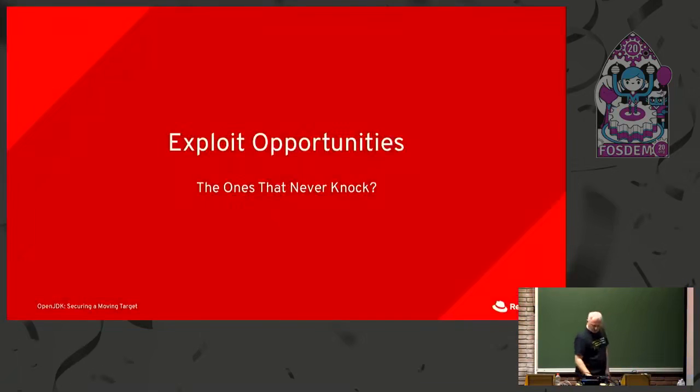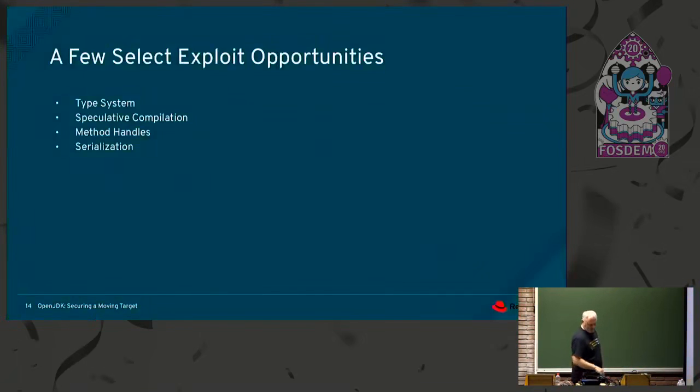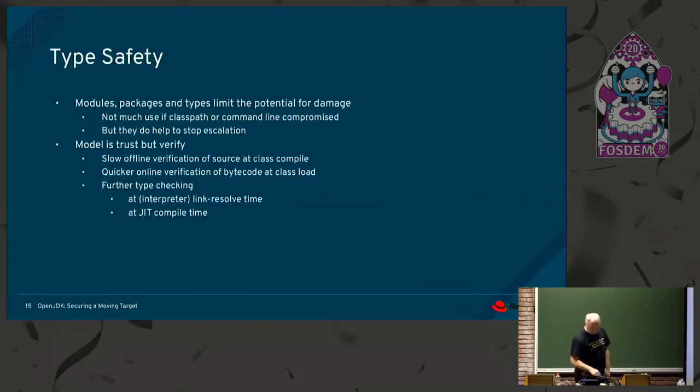So what are the exploit opportunities that this gives that are germane to this setup? I've picked four things where things could go wrong, and I'll just talk about them. The type system, speculative compilation, method handles, and the old favorite, serialization, the security nightmare of choice. So type safety is really powerful. And the structuring of types, modules, packages, and type access models is a good way of organizing things.